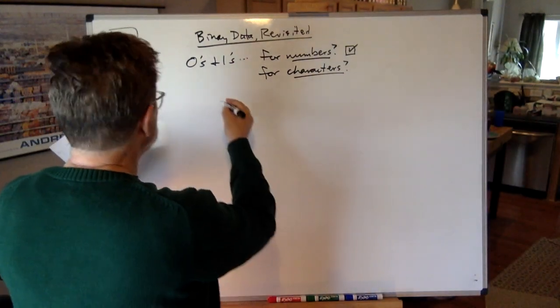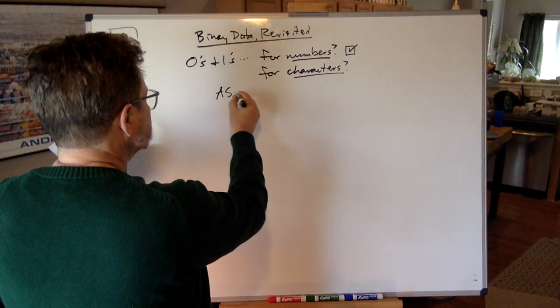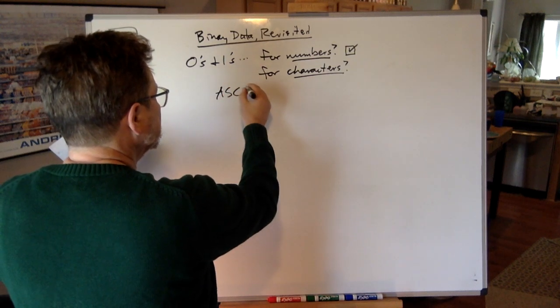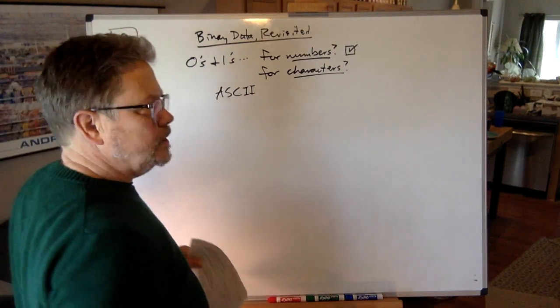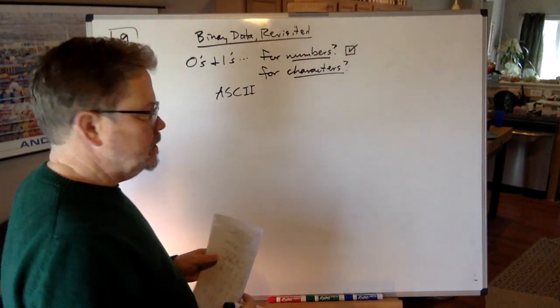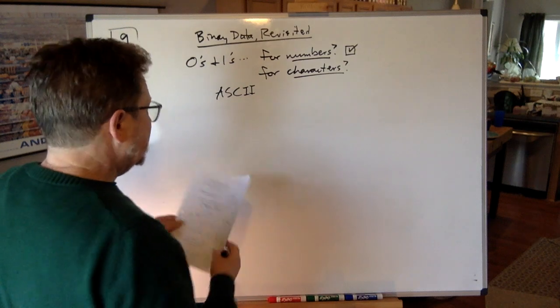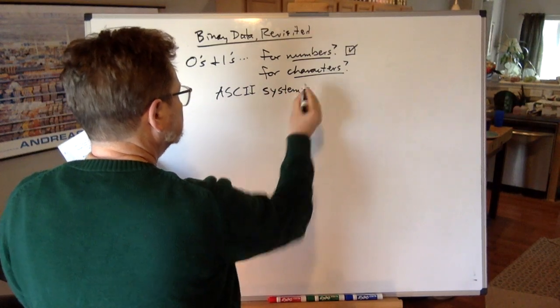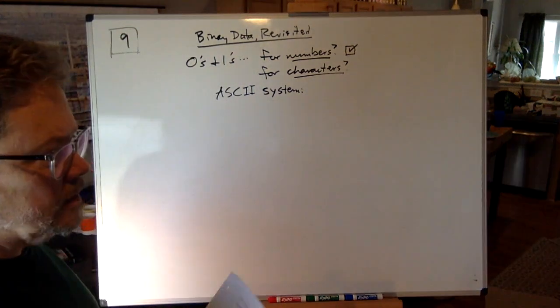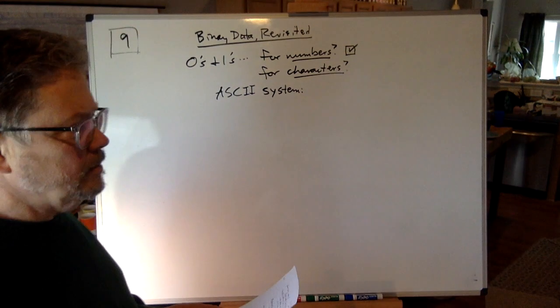One that's still in common use is called the ASCII system, American Standard Code for Information Exchange. You don't have to know that. I'm just impressed with myself right now that I knew that. The ASCII system, it's really like a table lookup. There's nothing exciting about it at all.